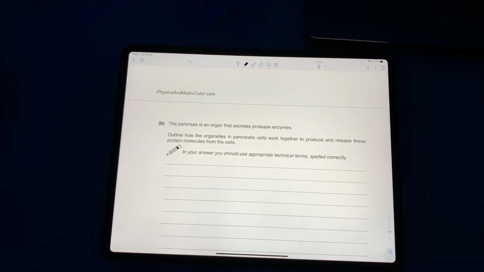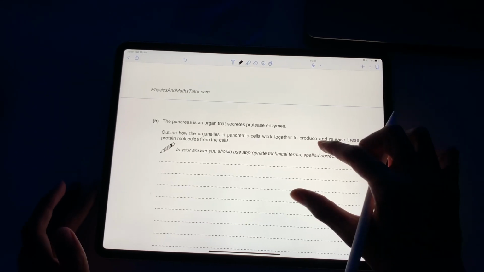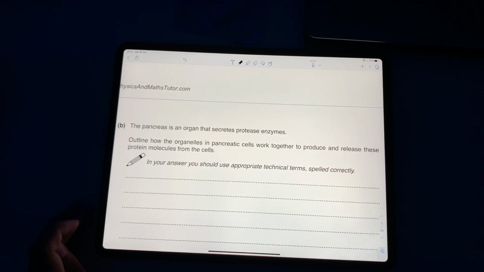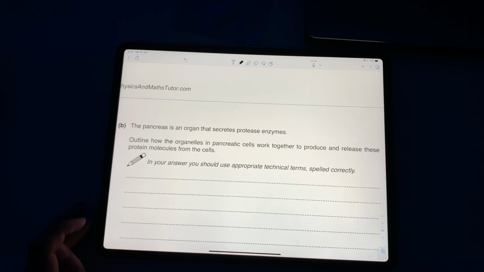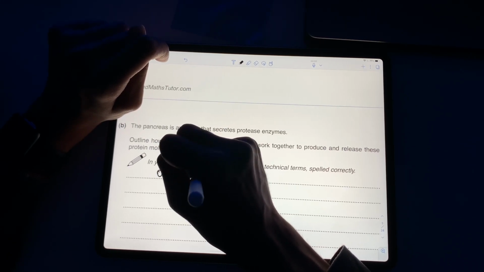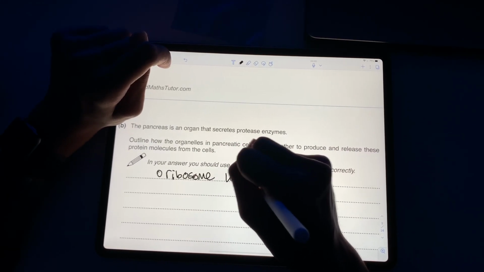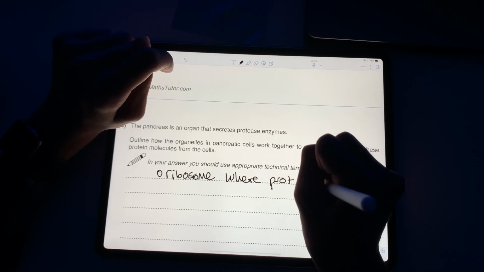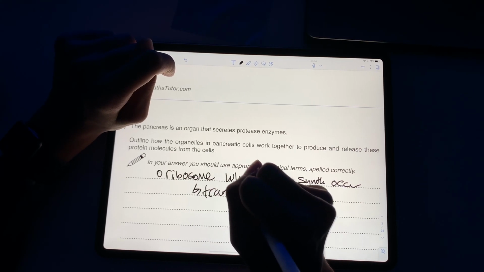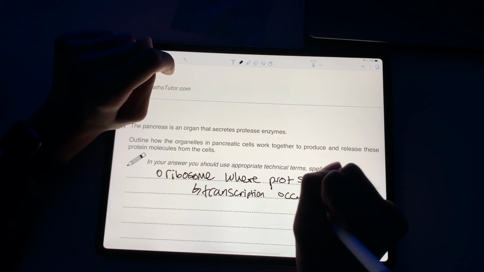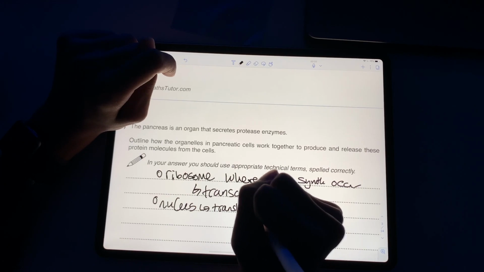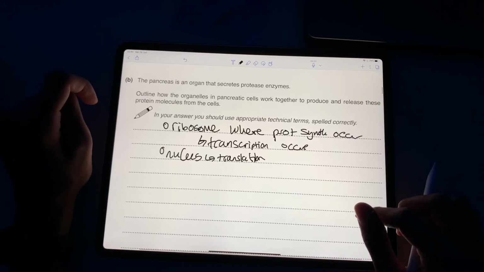Okay, the pancreas is an organ that secretes protease enzyme. Outline the organelles involved. So basically, this is asking us about the protein pathway. So, oh no, I've forgotten it. Okay, let's just do easy marks. Ribosome, where protein is made. So where protein synthesis occurs. And let's say, is that transcription? Transcription occurs at the nucleus, translation. No, I think this is the other way around. I don't know. Ribosomes are okay.